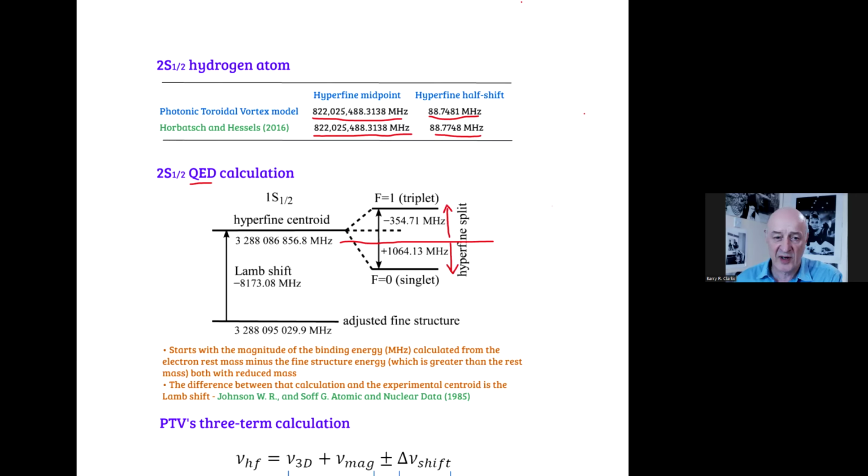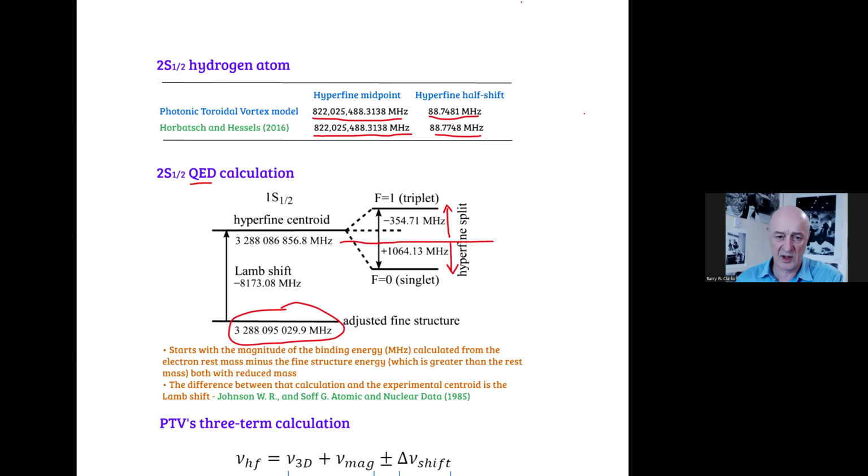A quick review of how the QED calculation works. You first calculate a fine structure value. What this is, it's the rest mass of the electron minus the fine structure energy of the electron, which is actually greater than the rest mass, which means you're going to get a negative value. But here we take the magnitude, which is why this bottom value is positive. And this also includes the reduced mass.